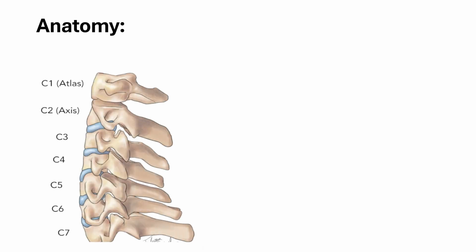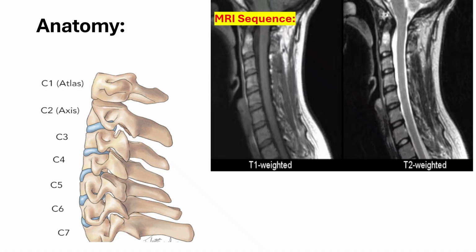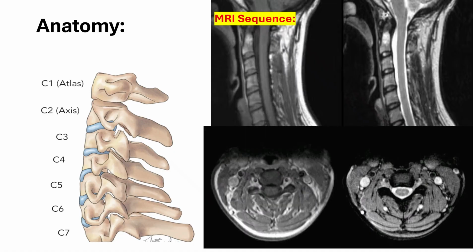The cervical spine consists of 7 vertebrae, that is C1 to C7, and is best evaluated on MRI using the sagittal and axial planes. In the sagittal view, we see overall alignment, whereas in the axial view, we see the nerve root and foramina.